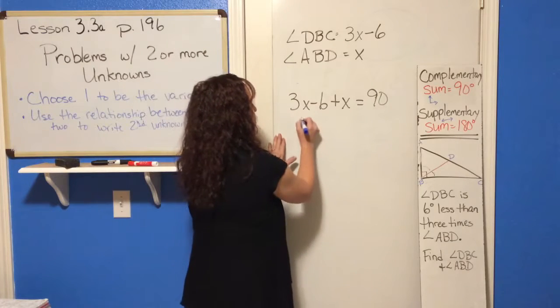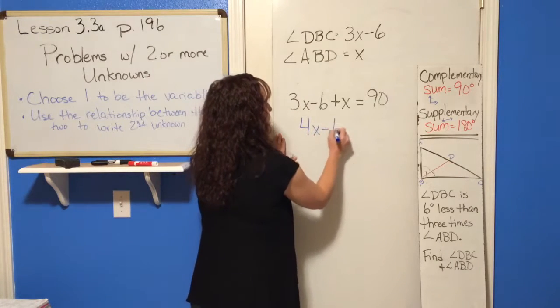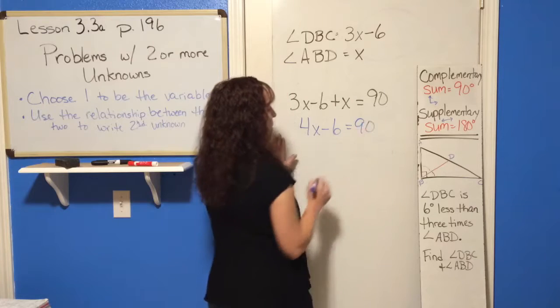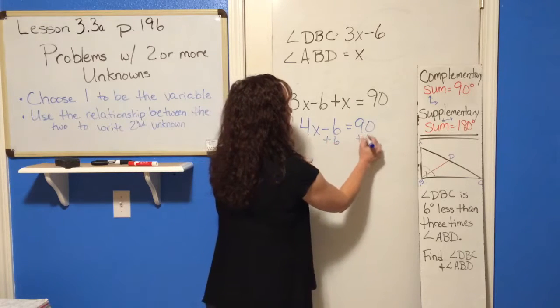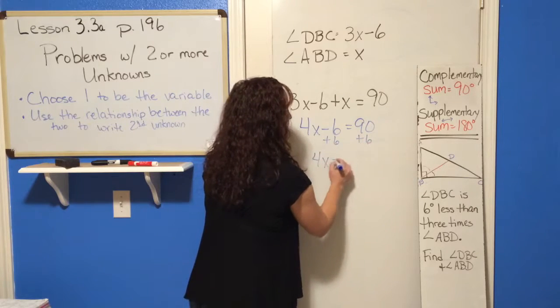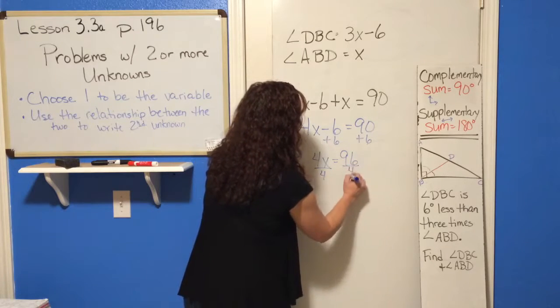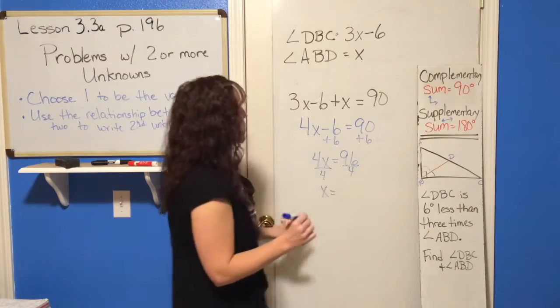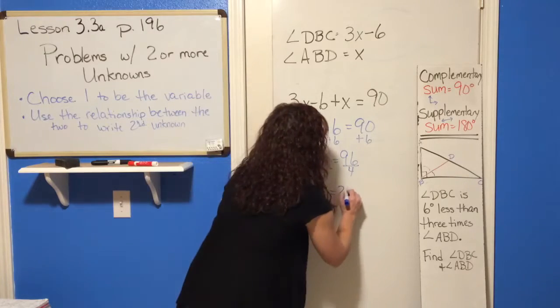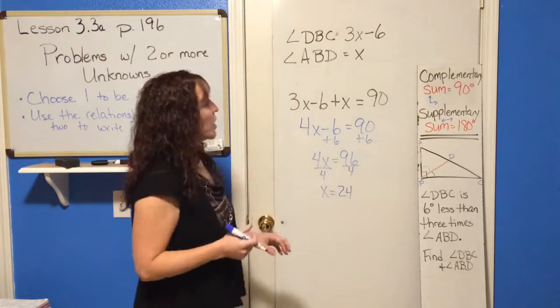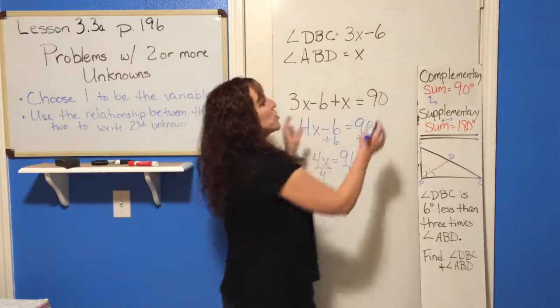3x plus 1x is 4x, minus 6 equals 90. Add 6 to both sides. 4x equals 96. Divide both sides by 4. X equals, what is that, 24? Yes. So X is 24. Make sure to label it.